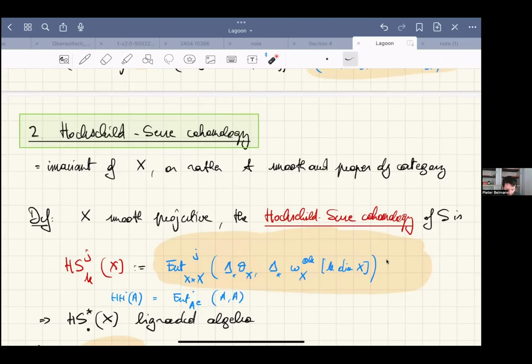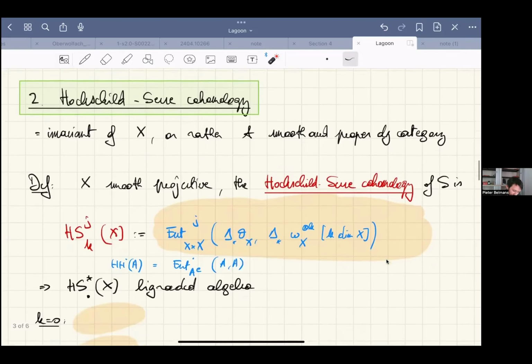The problem with trying to define Hochschild-Serre cohomology directly for an algebra is that the Serre functor for an algebra usually is not just a bimodule, but it's a complex of bimodules. So your situation becomes slightly more complicated. And so to define this for a finite dimensional algebra of finite global dimension, you can best take the perspective of a smooth and proper DG category.